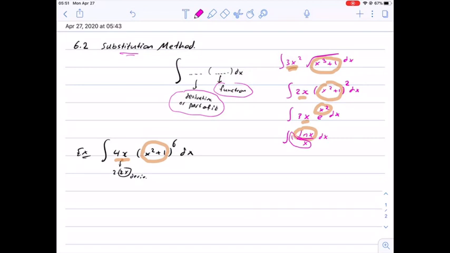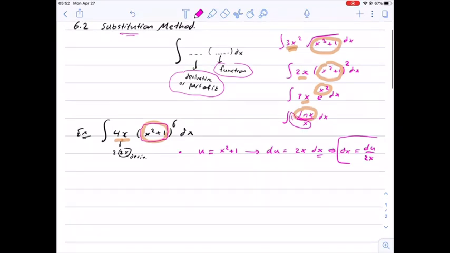First, we use the substitution. u equals this original function, x squared plus 1, or this main function. And then we find the derivative of this. The derivative of u is du. The derivative of x squared plus 1 is 2x, and then we multiply by dx. Then we solve this for dx. dx is du over 2x. And then we plug this into the integral.